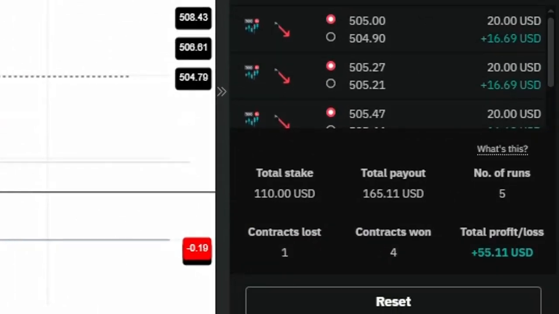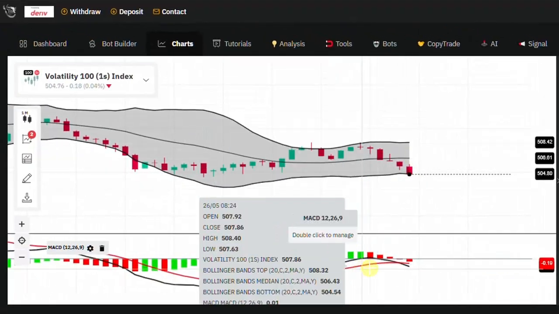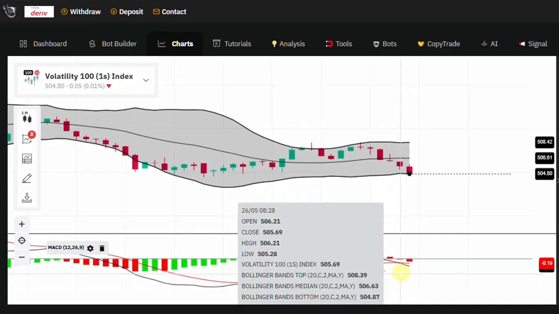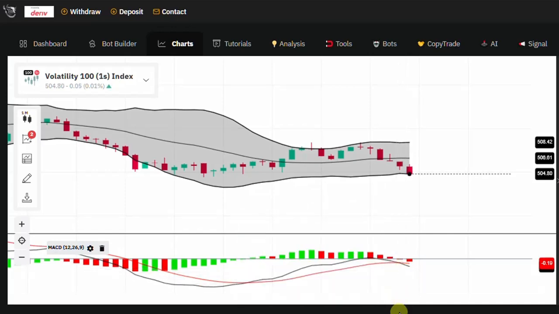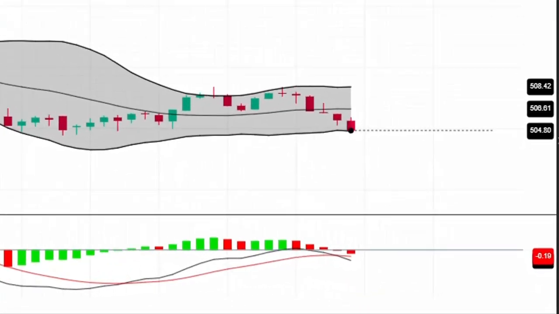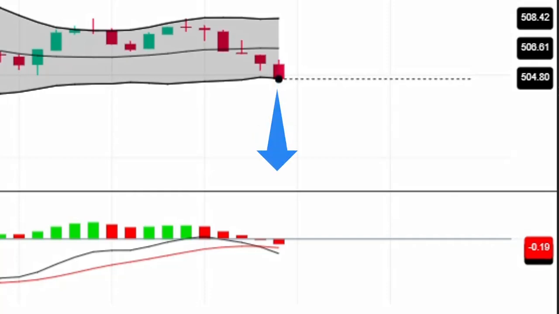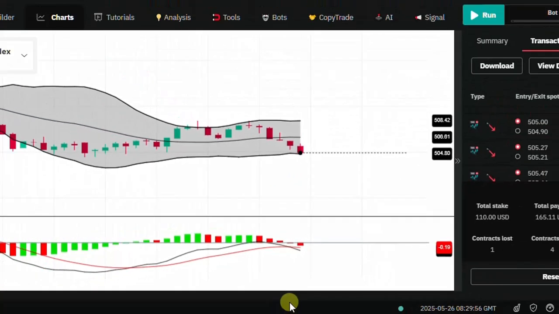So you can use these two indicators, wait for the crossover like this, and then enter the market like that. You should be able at least to make some profits on Deriv.